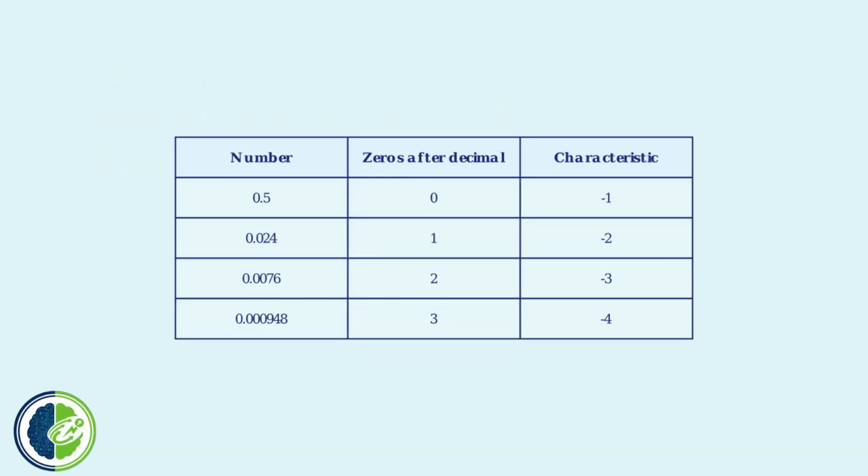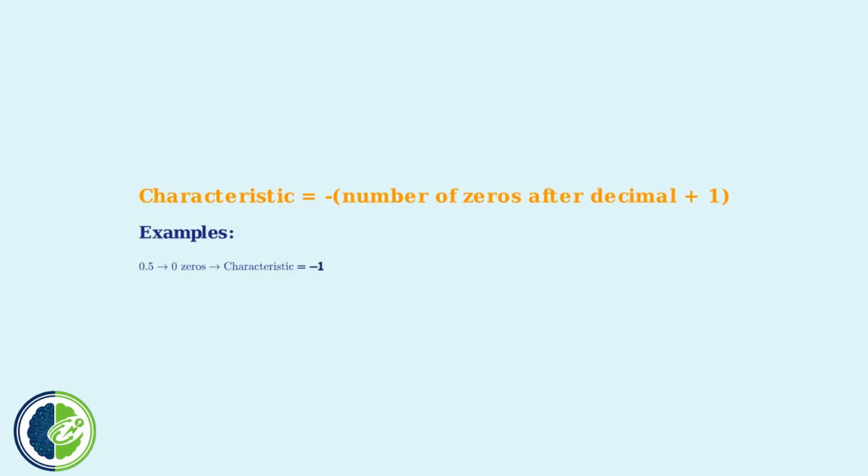The table shows how the characteristic is calculated based on the number of zeros after the decimal point. For 0.5, there are no zeros after the decimal, so the characteristic is negative 1. For 0.024, there is 1 zero, making the characteristic negative 2. The rule is simple. For decimal numbers, the characteristic equals negative 1 minus the number of zeros immediately after the decimal point. This pattern helps us quickly determine the characteristic without complex calculations.